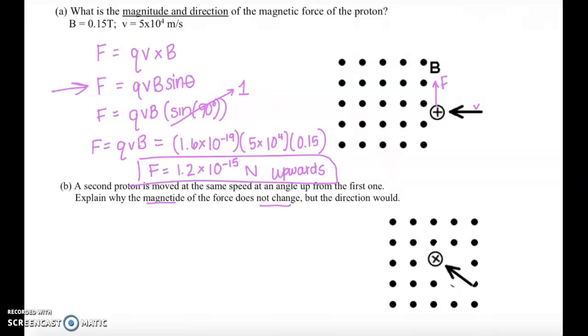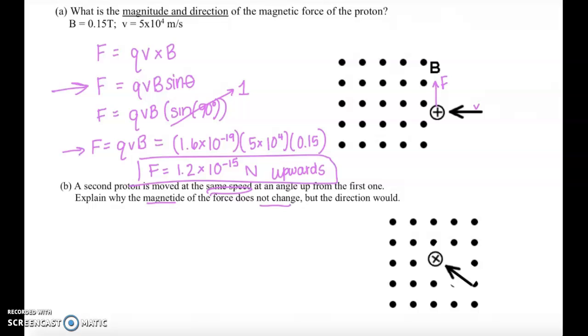And so multiplying Q, V, and B together, the Q hasn't changed. It says the same speed, so the V hasn't changed, and the magnetic field would be the same as before, so the B hasn't changed. The magnitude hasn't changed at all. What has changed, though, is the direction.